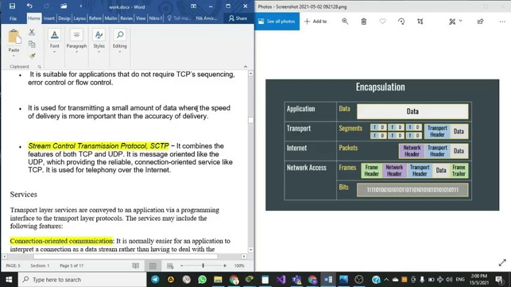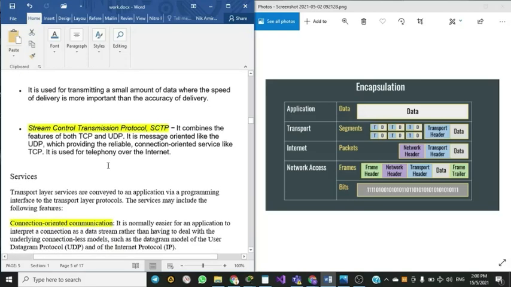Same with a video stream. Stream Control Transmission Protocol (SCTP) combines the features of both TCP and UDP. It is message-oriented like UDP, while providing the reliable, connection-oriented service of TCP.